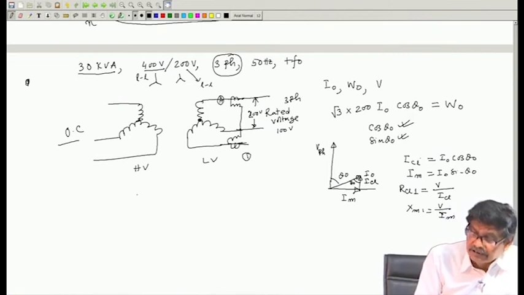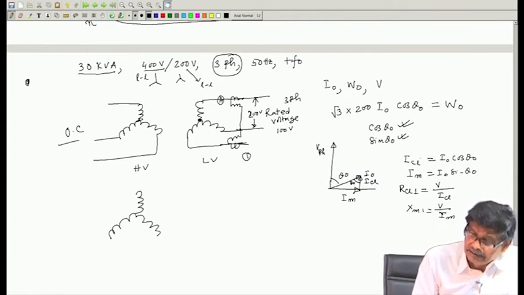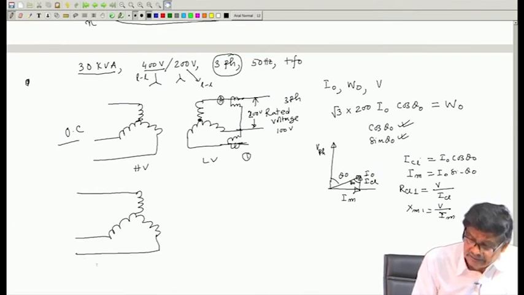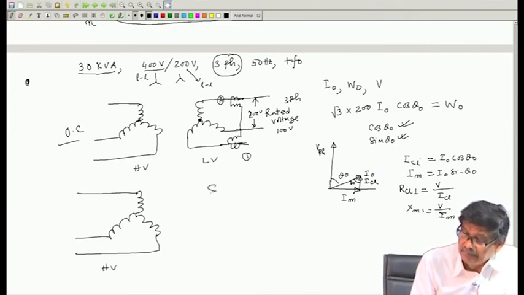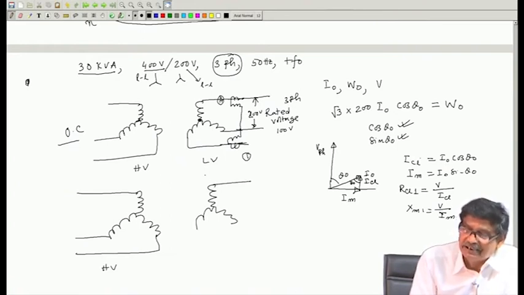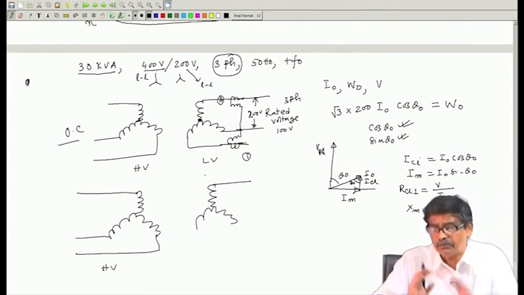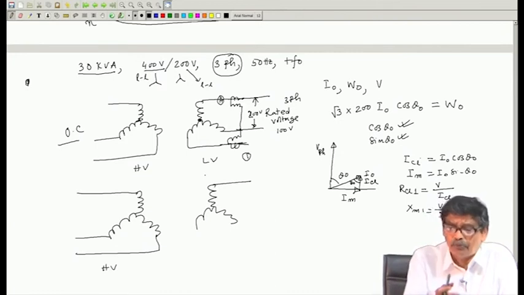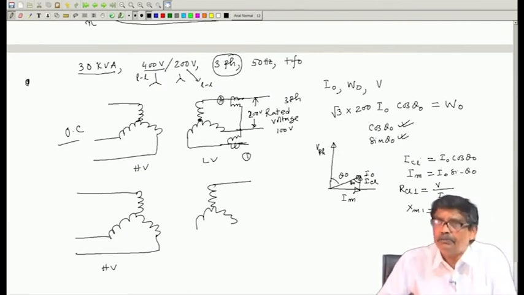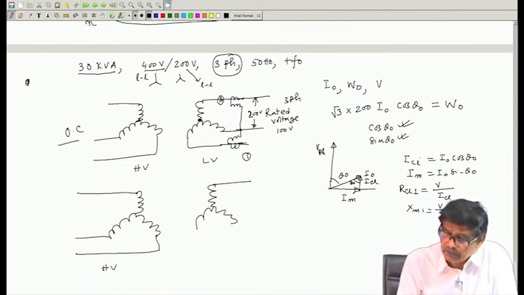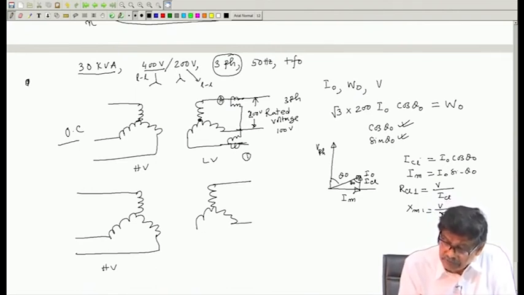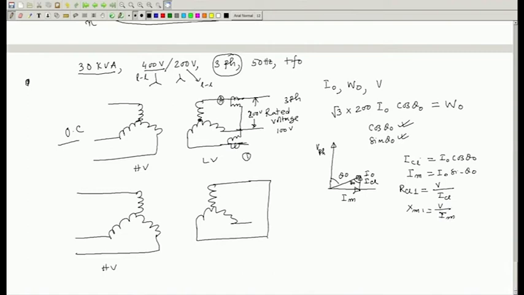Similarly, while doing short circuit test, what should I do? Generally, the short circuit test is done from the HV side, and the LV side is kept shorted. Of course, for this rating it does not really matter, because it is only 200 volt, 400 volt. In the laboratory all the voltages are available, and hopefully the meters required will be also available there. So there what you do, this LV side you can short.